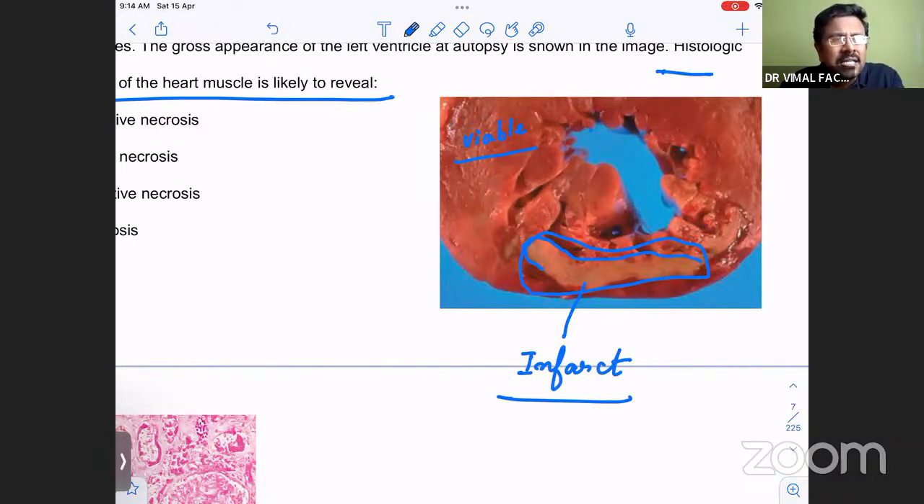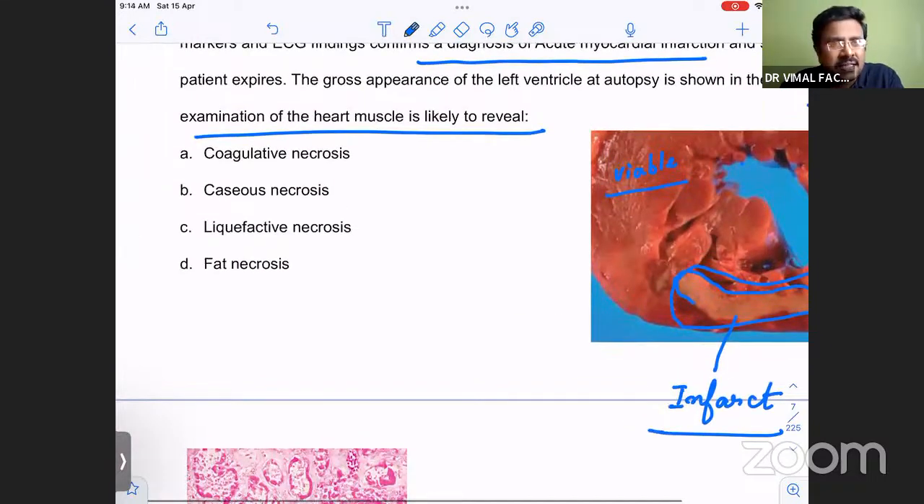So what is the type of necrosis? The examiner is asking you what type of necrosis you will see in MI. Yes, it is coagulative necrosis. Very good.